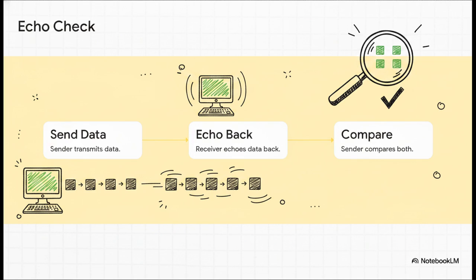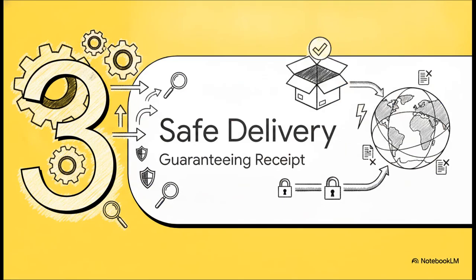If what it originally sent matches exactly what just bounced back, boom, the transmission was a success. It is quite literally the computer equivalent of asking, "Hey, did you hear what I just said? Repeat it back to me." Which brings us to part 3, guaranteeing safe delivery.